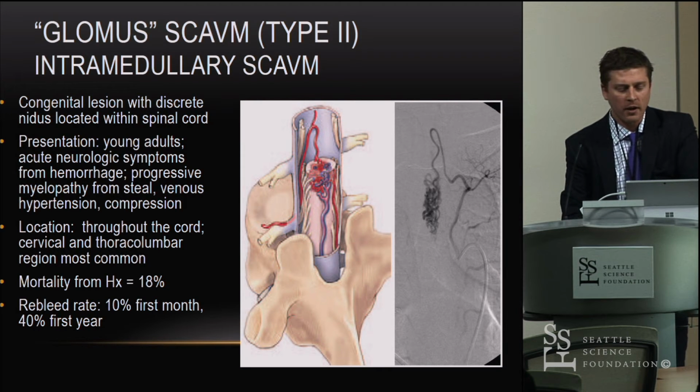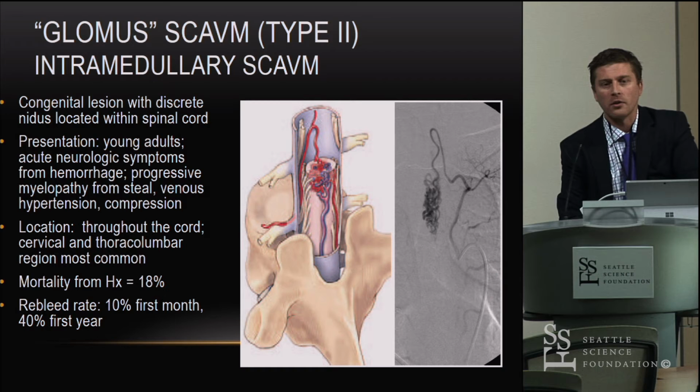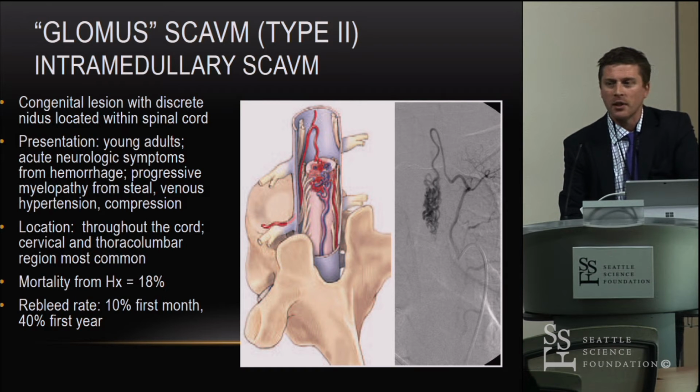They present in young adults, often with hemorrhage. Cervical and thoracolumbar are most common. They have a high mortality rate, 18%. The rebleed rate is high, 10% in the first month, 40% in the first year. So these are lesions that really have to be dealt with.